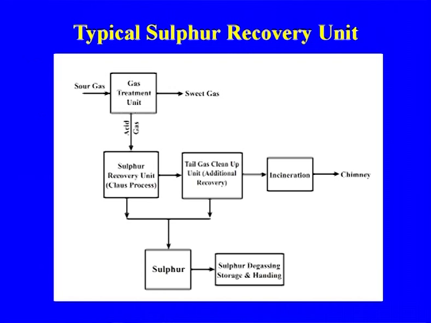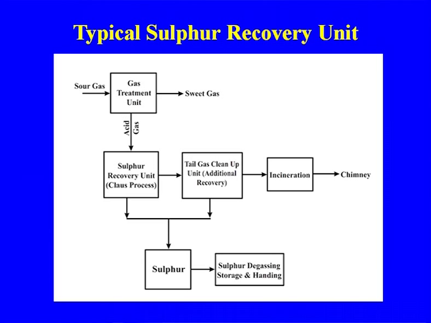This is the typical sulfur recovery unit. The sour gas goes to the gas treating unit, giving sweet gas, and the acid gases go to the recovery unit, the Claus process. Then the tail gases from the Claus process go for further treatment in the tail gas cleanup unit, for additional recovery. Finally you get the sulfur, and the gases go to incineration and then to the chimney. This is the typical sulfur recovery unit.